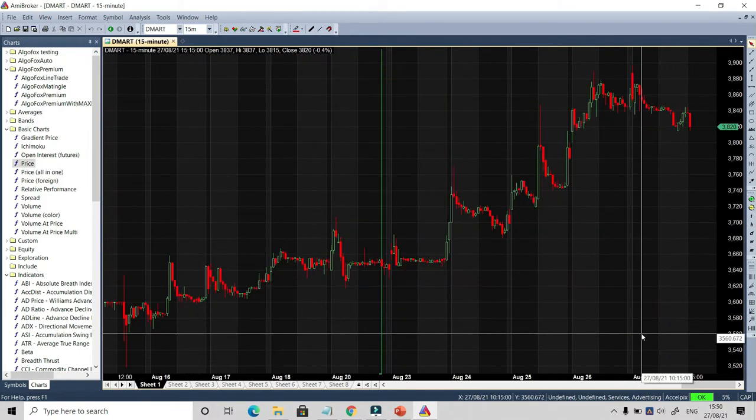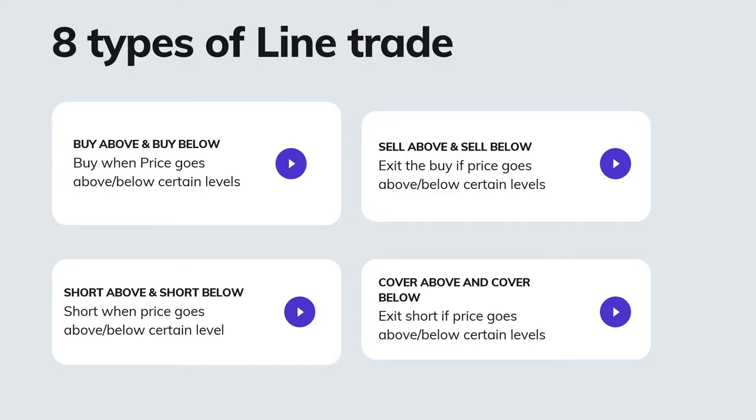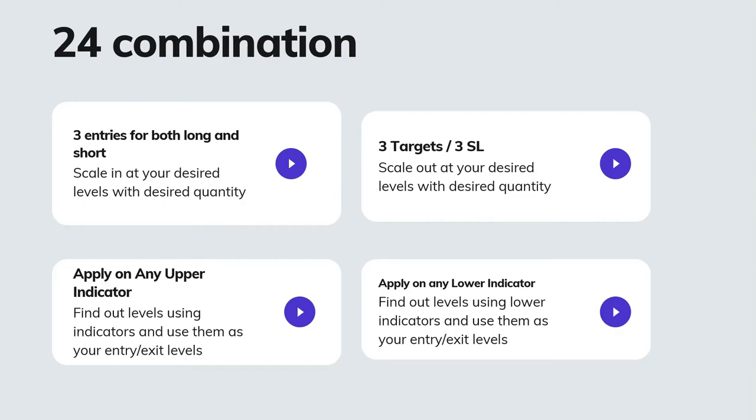You can apply these lines on volumes or on lower indicators like ATR and take a trade based upon them. So since there are 3 entries and 3 exits and there are 8 types of trade, totally there are 24 combinations possible. 3 entries for both long and short to scale in at your desired level with desired entry. 3 targets or 3 stop losses to scale out at your desired levels with desired quantity. You can apply this on any upper indicators like Fibonacci or any other indicator, or any lower indicator like stochastic or RSI as well. Line AFL will basically help you automate any pattern.